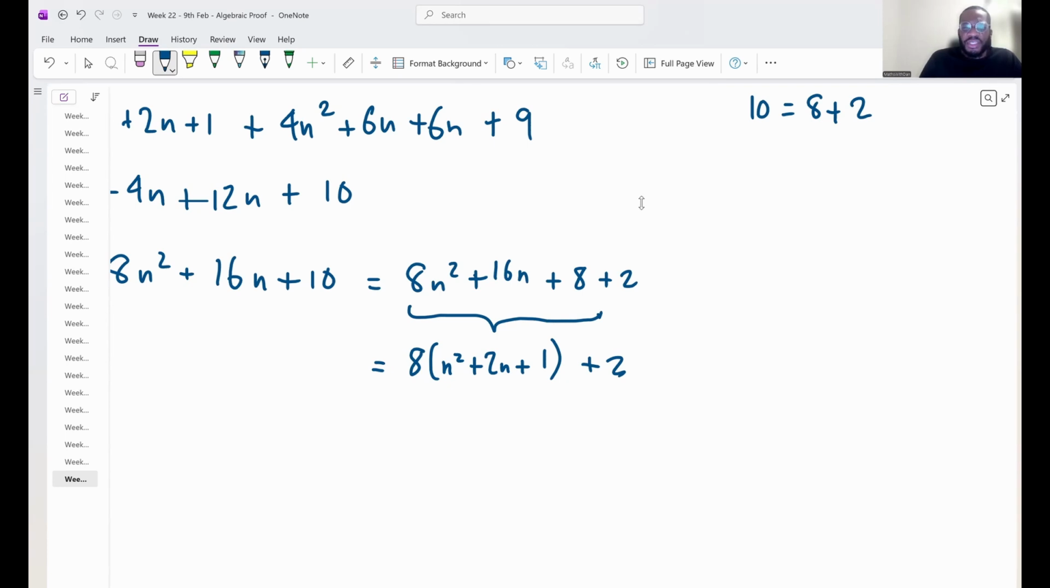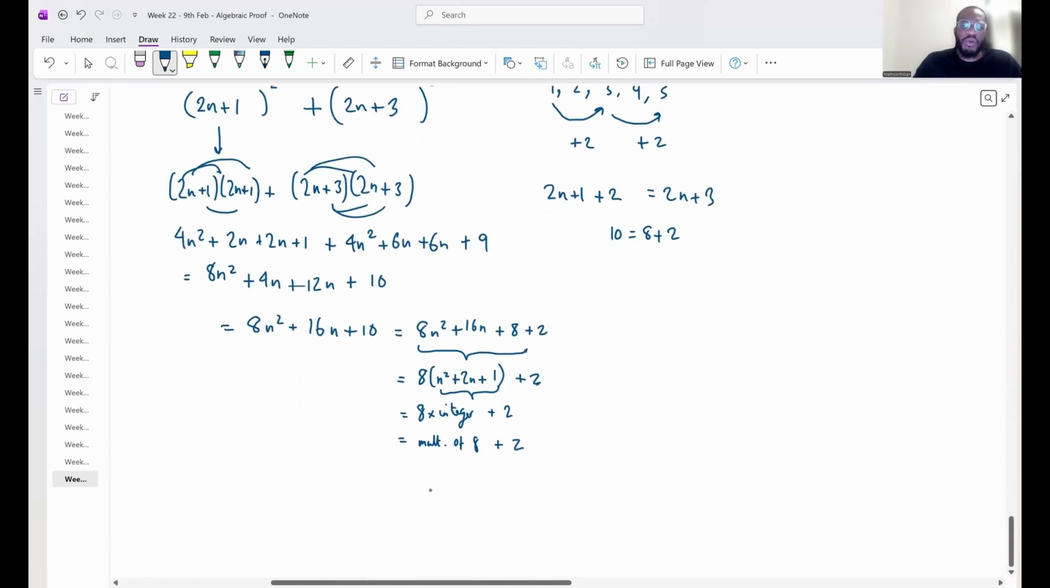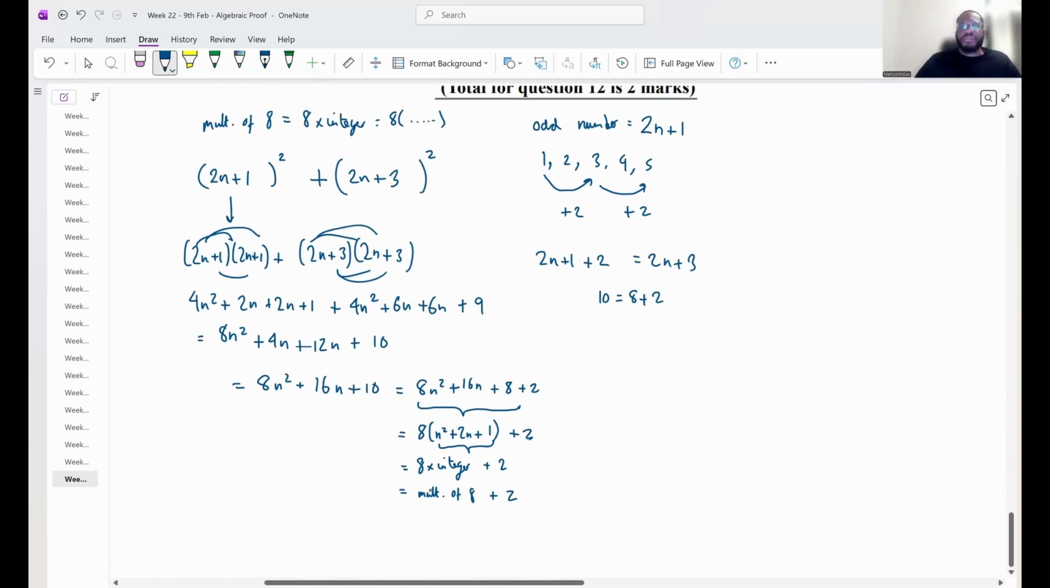Now remember, this right here is an integer, because n is an integer. So therefore, it's going to be 8 times an integer plus 2. Now remember, 8 times an integer is a multiple of 8. So what do we have? We have a multiple of 8 plus 2. So therefore, we've proved it. The sum of squares of two consecutive odd numbers is always 2 more than a multiple of 8. Does that make sense, guys?